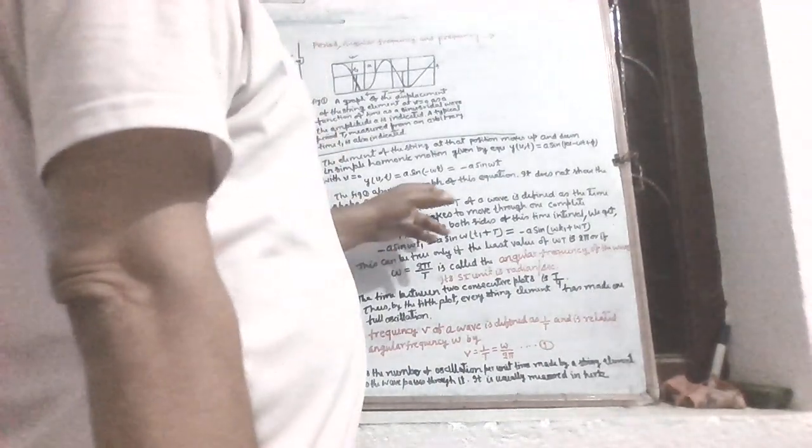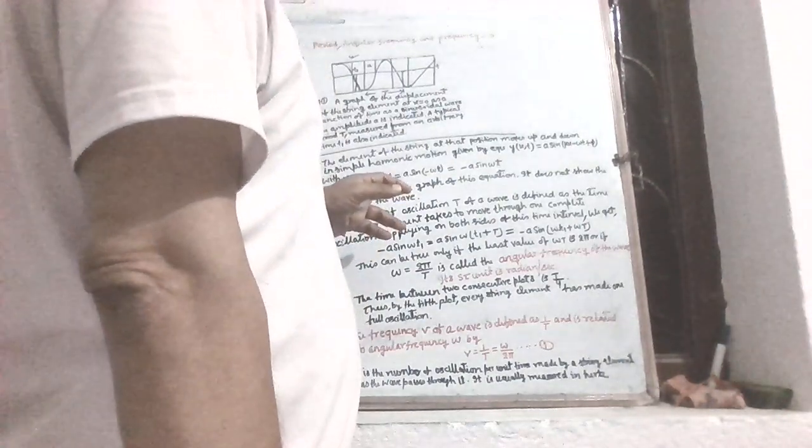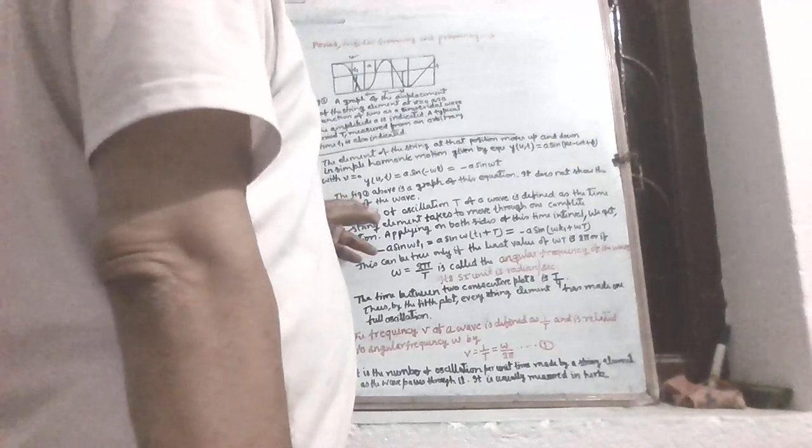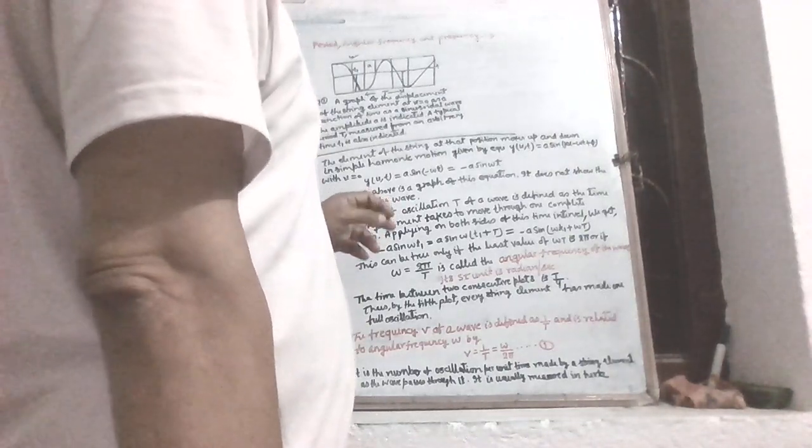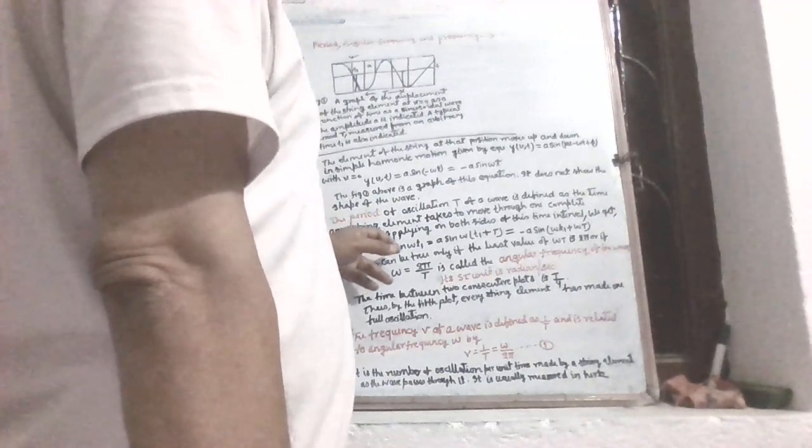The period of oscillation T of a wave is defined as the time any string element takes to move through one complete oscillation. Applying this on both sides of this time interval, we get -a sin omega t1 = -a sin omega(t1 + T), or -a sin(omega t1 + omega T). This can be true only if the least value of omega T is 2 pi, or omega = 2 pi by T, which is called the angular frequency of the wave. Its SI unit is radian per second.